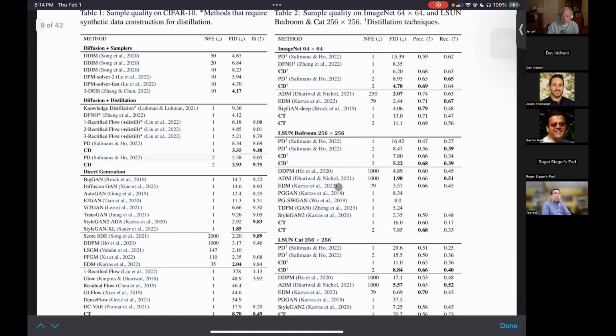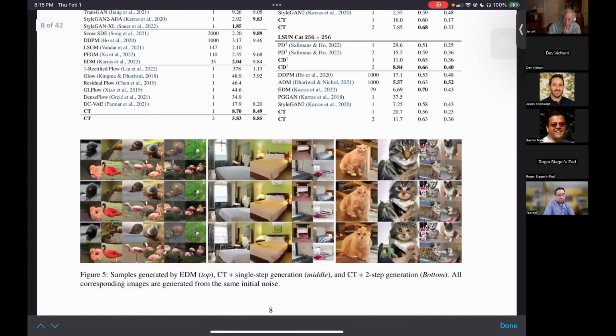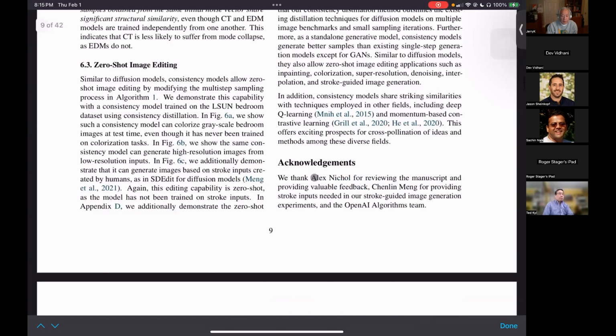And then the same for the ImageNet 64 by 64 images. Again, they have an FID of 4.7 with 2 steps and 6.2 with 1 step. And then these are other benchmarks. CT, of course, is not there, but CD oftentimes does pretty well, in some cases state of the art as well. They have lots of examples here, but I'll skip those.